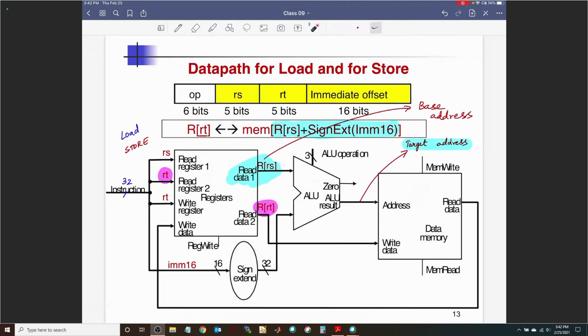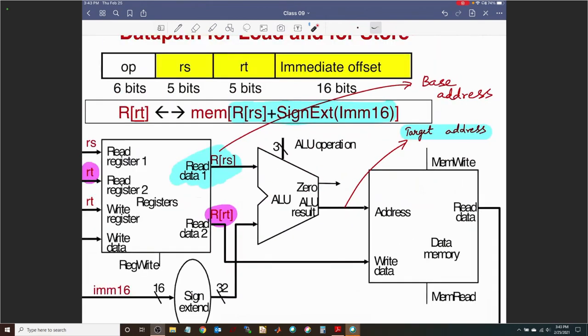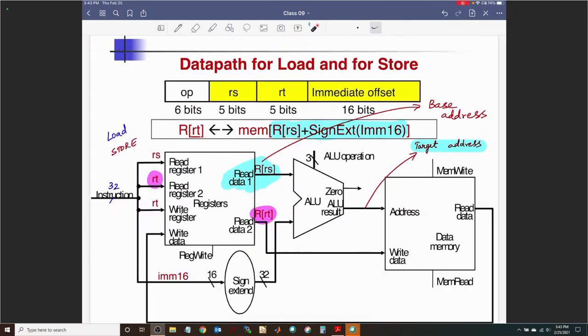And then that address, along with, what are we trying to do? We are trying to do store first, right? So when you are trying to do store first, which one should I activate? Memory write or memory read? Right. So I would activate memory write. I know the target address. Data goes over there. What data? Whatever data was there in RT. Remember, right? Yes. So that's how the store instruction is going to work out.